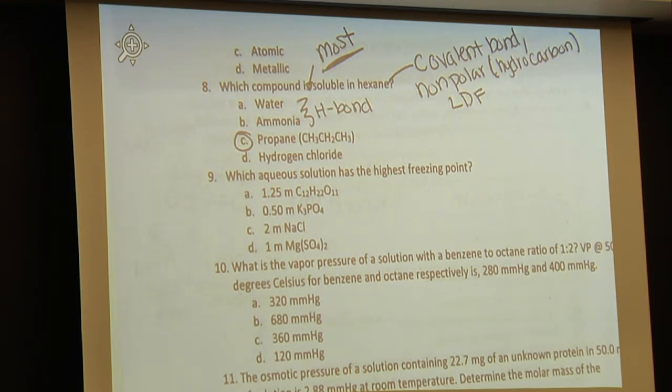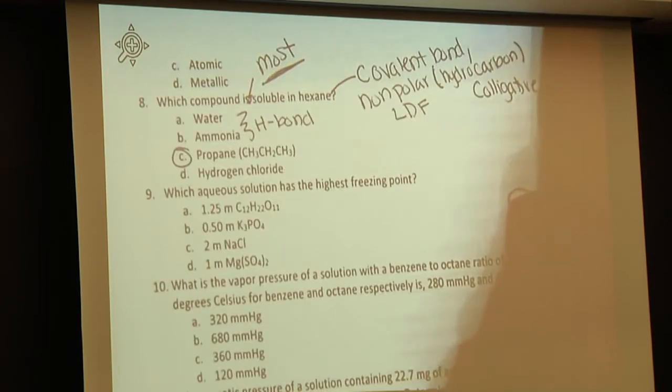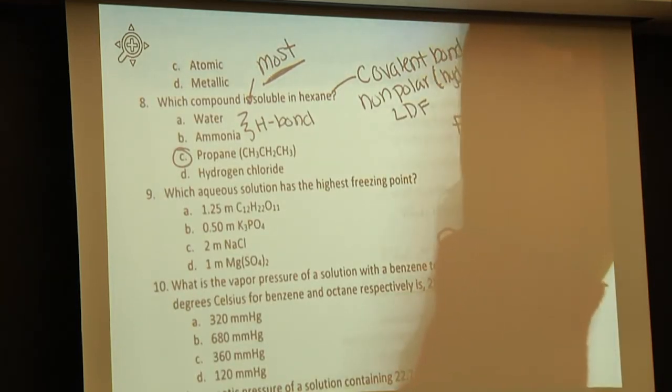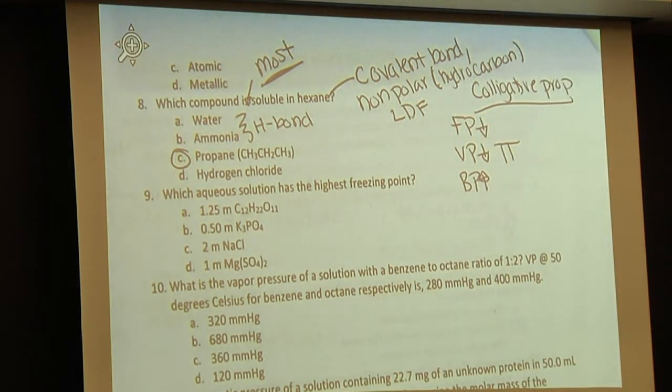All right, number 9. Which aqueous solution has the highest freezing point? Before I ask that, do you guys know your 4 colligative properties? Can someone tell me? Freezing point depression, vapor pressure lowering, boiling point elevation, and osmotic pressure. So normally in a solution, if you had pure water in one beaker, and then you had pure water and you add salt in it, will it have a higher or lower freezing point than the pure water?